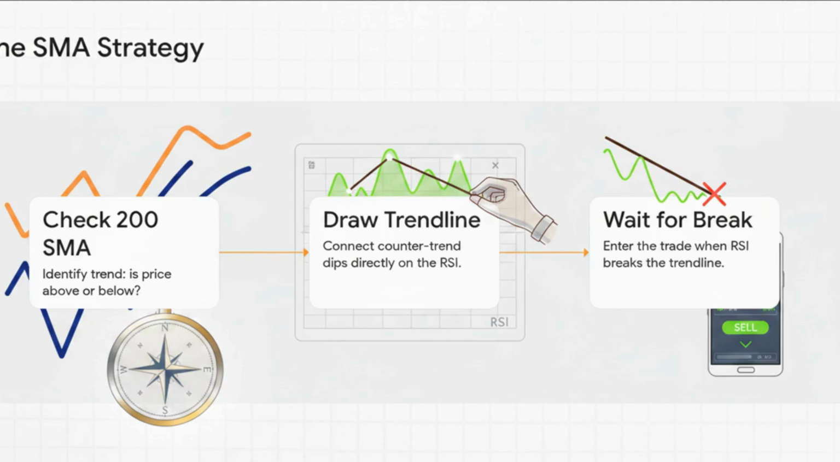Step 1, throw a 200-period simple moving average, or SMA, onto your chart. This is your absolute compass. If the price is below that 200 SMA, you're in a downtrend, and you are only looking to sell. No exceptions.